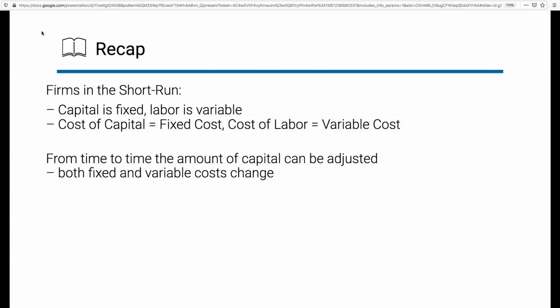You rent capital for a fixed amount of time. Once the time elapses, you can rent more or less capital. And so in the long run, both the amount of capital and the amount of labor change, and thus there are no fixed costs at all.